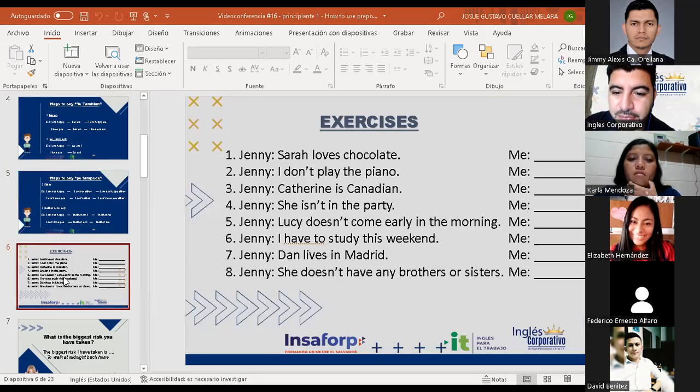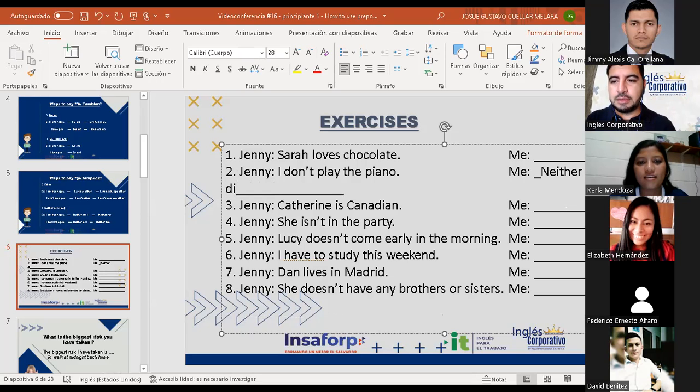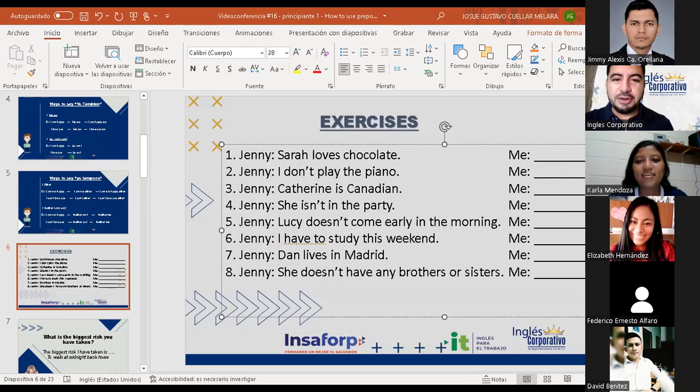Okay, now let's continue. Let's listen in this case to Carly and then Jocelyn. What number? Number two. Okay. And neither. Jenny, okay. Dice, I don't play the piano. Neither do I. Bueno, lo vamos a poner acá. Neither do I. Se lo vamos a poner así sencillo. Okay. No, este no. Vamos a poner otro. Okay. Neither, este. Neither do I. Perfect. Very nice. Okay, who's next?